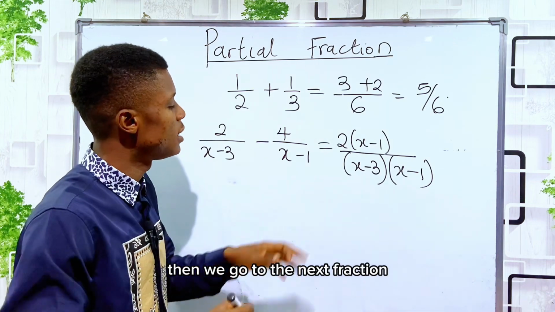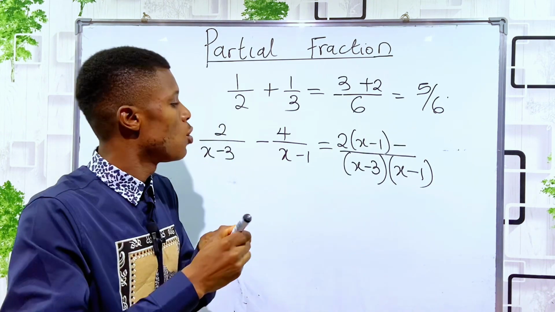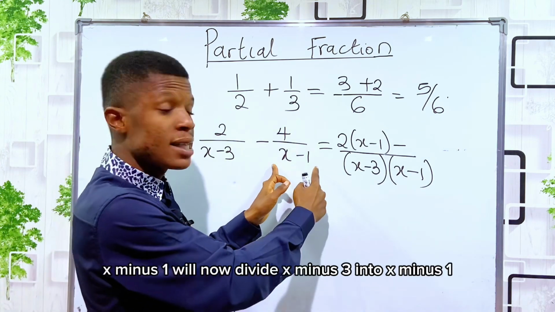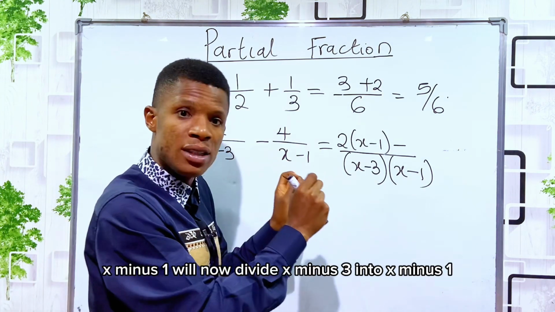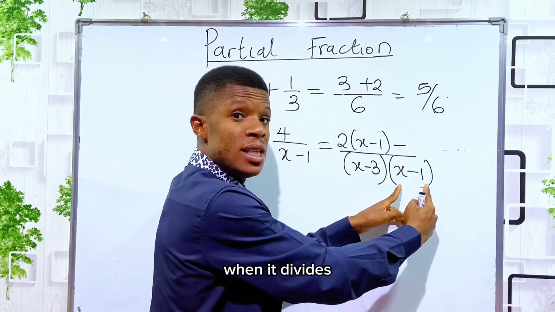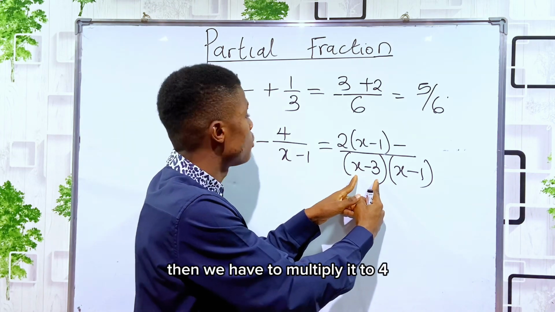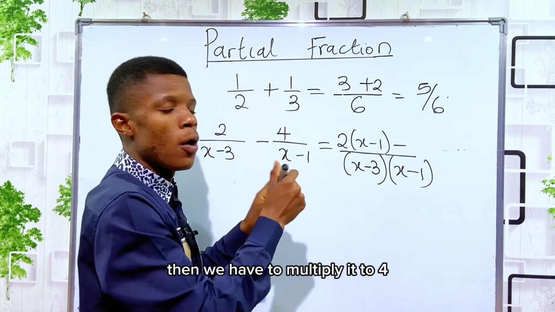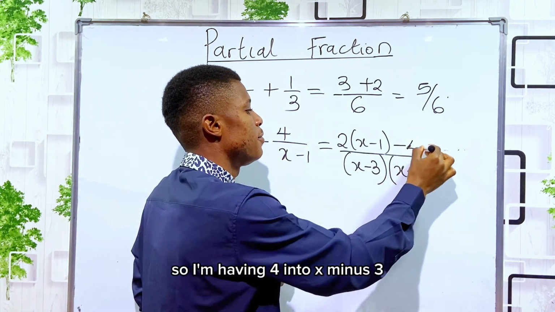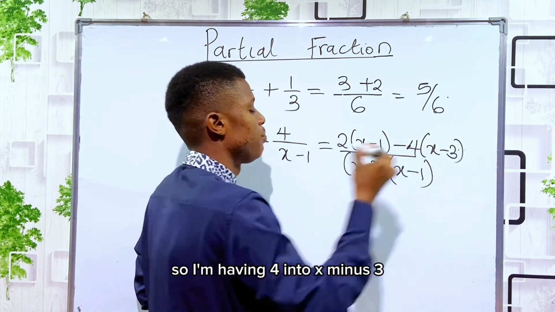Then we go to the next fraction. We already have the subtraction operation. We go to the next fraction. x minus 1 will now divide x minus 3 into x minus 1. When it divides, we are left with x minus 3. Then we have to multiply it by 4. So I have 4 into x minus 3.